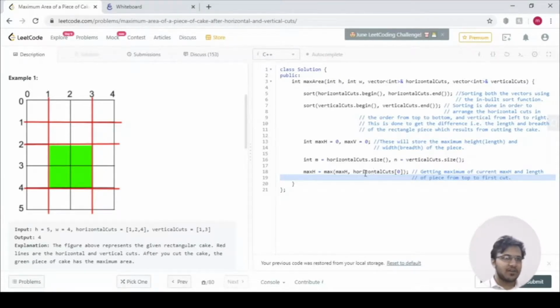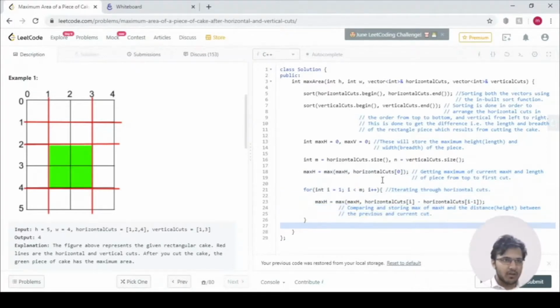So that's what we are doing here. This max function here is also an inbuilt function. It will give the maximum of the two parameters which are the input here. So the maximum of maxH and horizontalCuts[0]. So it would be the first horizontal cut minus 0. So the value would be equal to the first horizontal cut. So this here would give the maximum of the current horizontal cut minus the first horizontal cut. So this here is our first step.